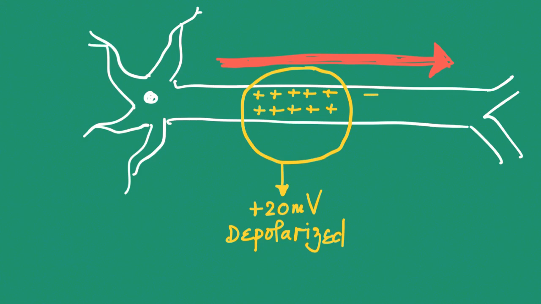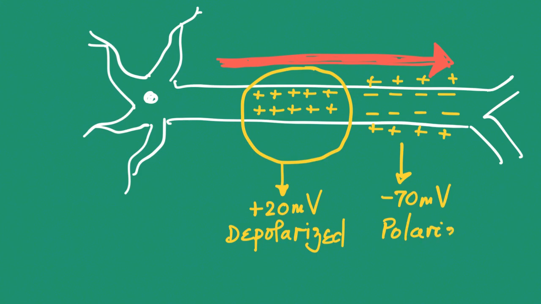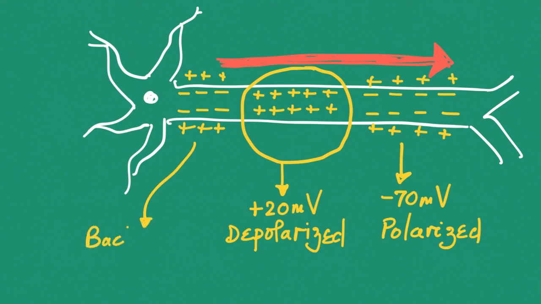On the right, that part of the axon has not experienced an action potential yet. So that part of the axon is resting, and so we would expect the voltage to be minus 70 millivolts. And we say that the membrane is polarized. On the left, we have the area where the action potential has already passed. So that area should be recovering, and the voltage is going back to minus 70 millivolts. So this part of the axon is said to be repolarized.